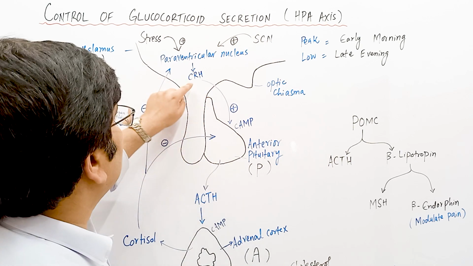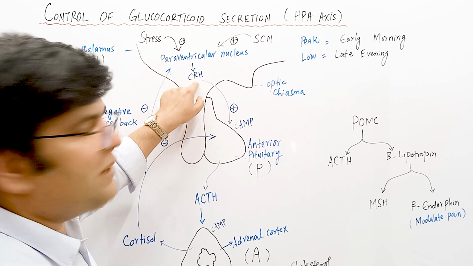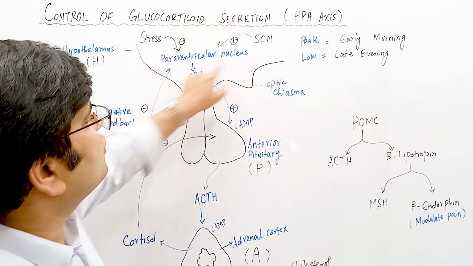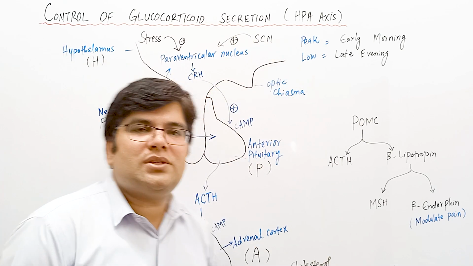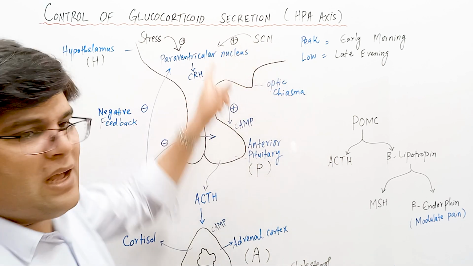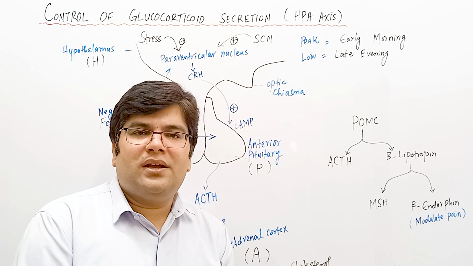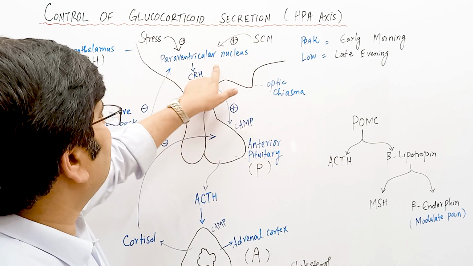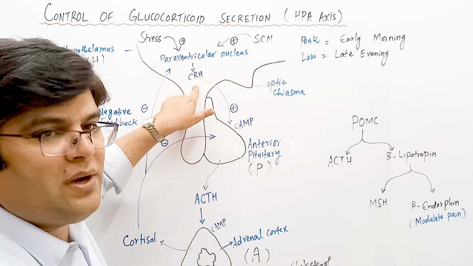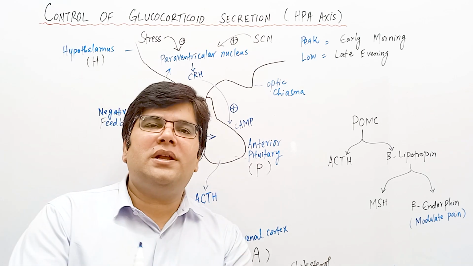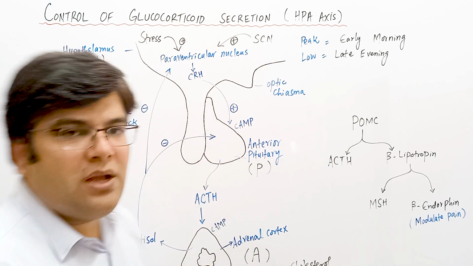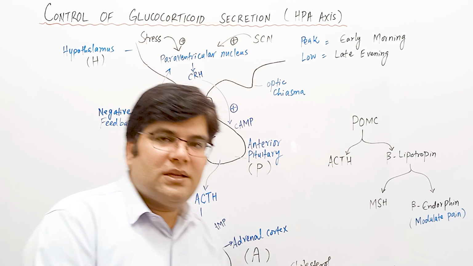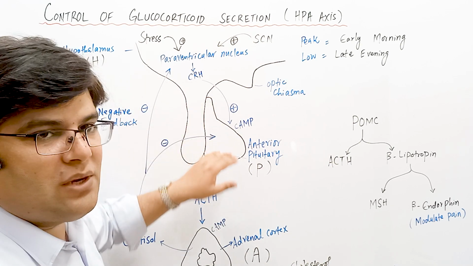Paraventricular nucleus of the hypothalamus releases corticotropin releasing hormone, and it is the suprachiasmatic nucleus of the hypothalamus which gives signal about the time of the day. So this is the biological clock of the body to the paraventricular nucleus for releasing corticotropin releasing hormone. And corticotropin releasing hormone is carried to the anterior pituitary through portal blood vessels called the hypothalamo-hypophyseal portal circulation.